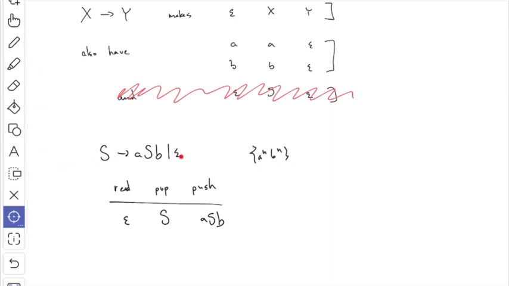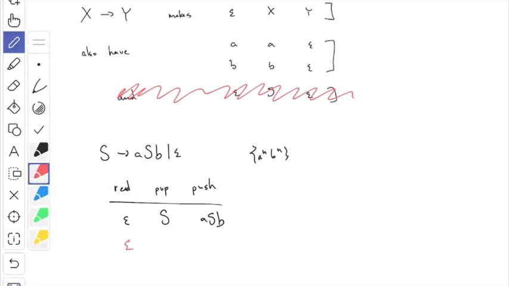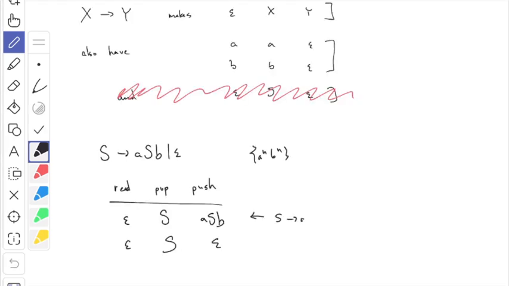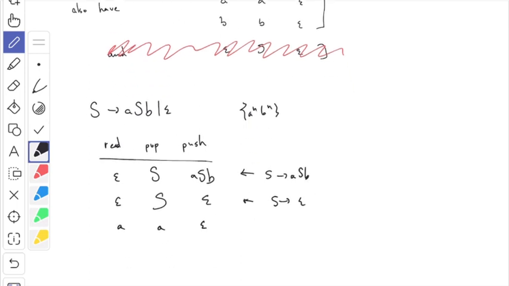S goes to epsilon, right? And how do I translate S goes to epsilon in this way? It's just going to look like epsilon, S, epsilon. And those are the two productions. So this one came from S goes to ASB, and this one came from S goes to epsilon. And then I also have these two rules for each letter. I get read A, pop A, epsilon, and I also get read B, pop B, epsilon. And that's it. This is the whole stack machine.